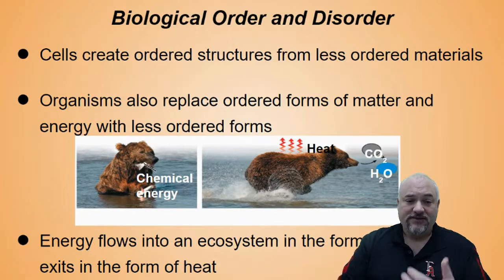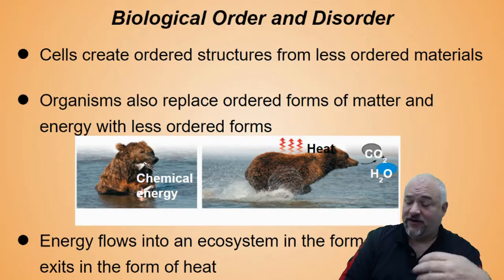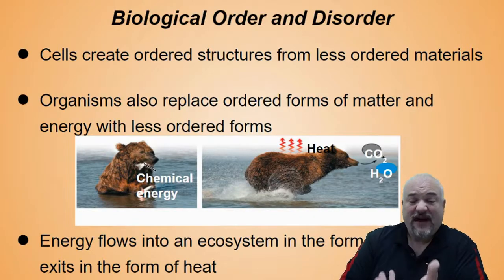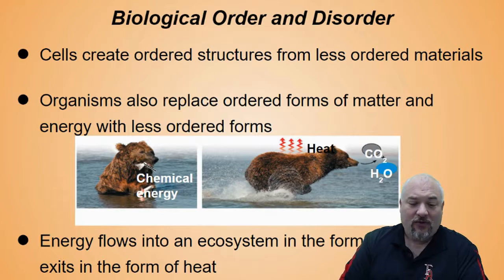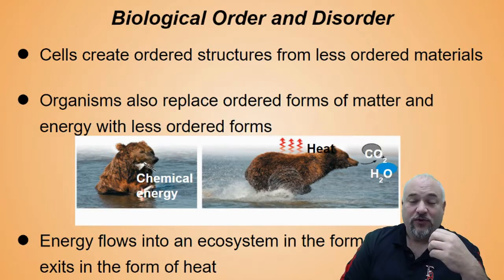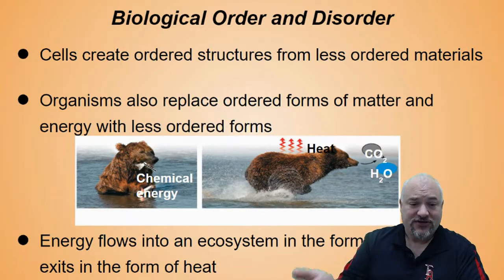Okay. Cells create ordered structures from less ordered material. That's a key defining characteristic of life, right? We, living things, create order within our cells. Okay. Organisms also replace ordered forms of matter and energy with less ordered forms. You can see that bear took that nicely organized fish and turned it into moving carbon dioxide, moving water molecules, splashing water, air movement, heat release. So we took that organized and we turned it into disorganized.